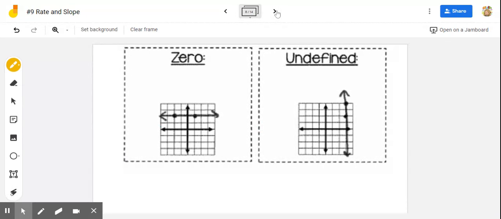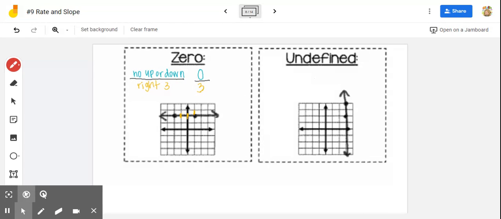All right, now there's 2 other slopes that you got to watch out for, the 0 and undefined. So let's talk about why 0 is 0 and why undefined is undefined. So you'll notice that we don't move up or down any in between these 2 points. So that means we have 0 rise, but we are going in between the 2 points, going to the right 3. So our rise is 0 and our run is 3.